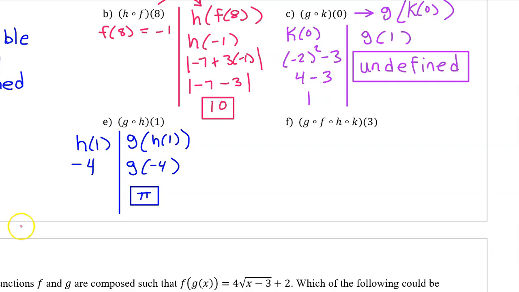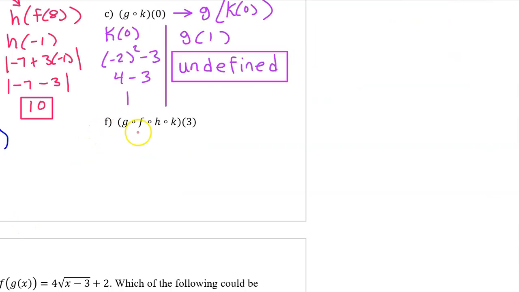Kabam! Part F. I mean, what the heck is this? Seriously. Alright, well let's break it down piece by piece. We're going to work from right to left. So first we need to find k at 3. I'm going to put it way over here so we have lots of space.